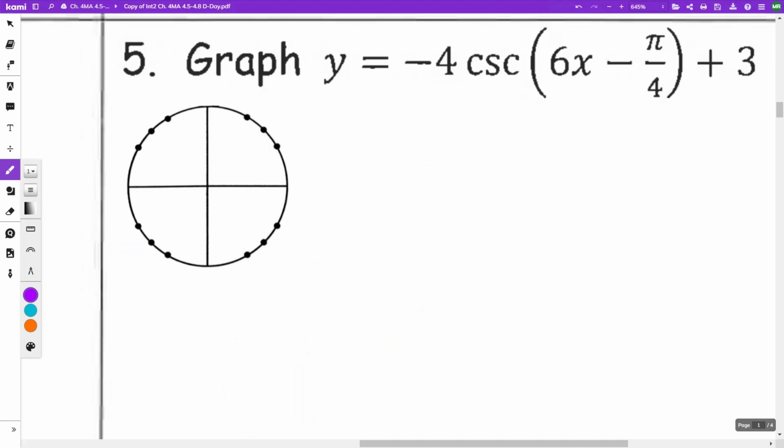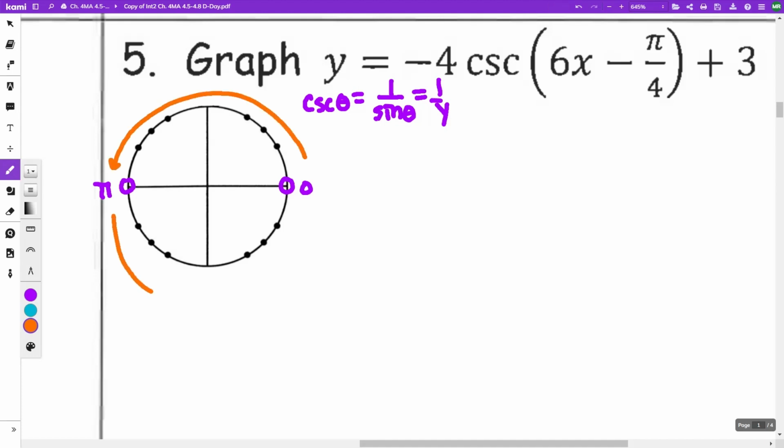So cosecant is equal to 1 over sine, which also means 1 over y. So I want to think about where my y is 0. So this has 0 here and here. So 0, pi. Now, unlike my cotangent, which has a period of pi, I'm not going to stop here. I go 2 pi around. So that's going to bring me back to 2 pi. So I'm going to have 3 asymptotes, one at 0, one at pi, one at 2 pi.